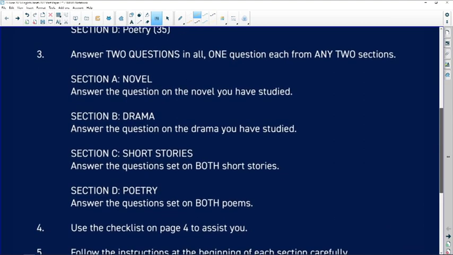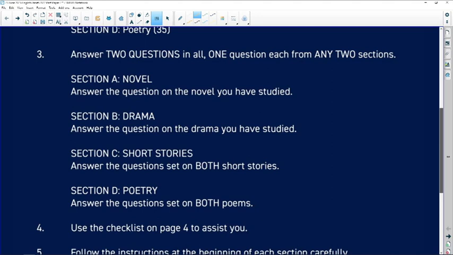So if you've done a novel, there will be 2 questions, text A and B, on the novel. Same thing with the drama. If you've done short stories or poetry, there will be 2 stories and 2 poems. So if you've done My Children, My Africa and poetry, those are the sections that you answer.